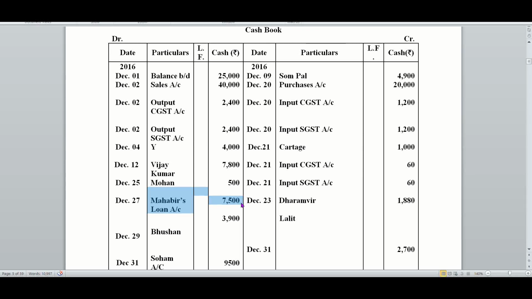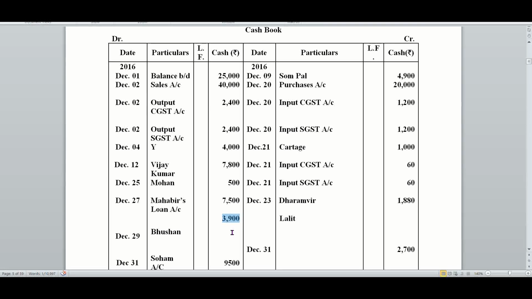Then we have the receipt from Bhushan 3900 and allowed discount 100. So when we are getting 3900, the cash account is debited with rupees 3900. This is Bhushan, and discount allowed is 100. Discount allowed and discount received both will not come in the single column cash book. So in the cash book debit side we write 3900, right?